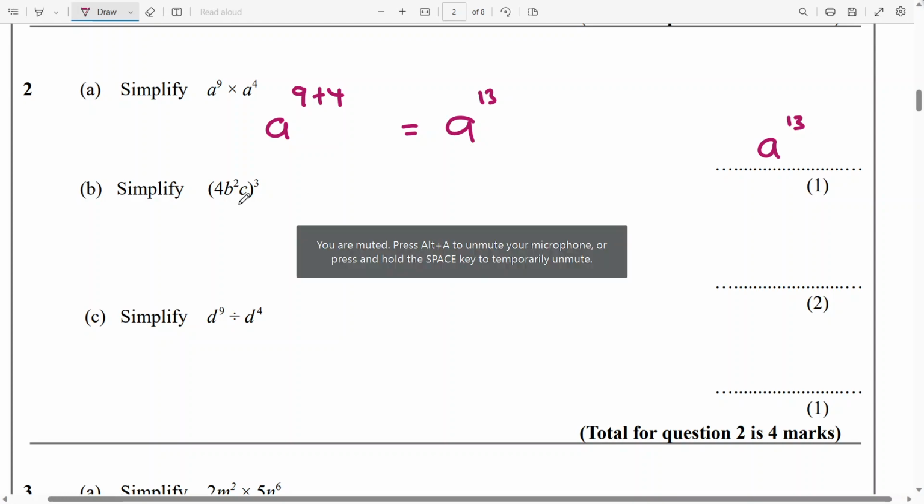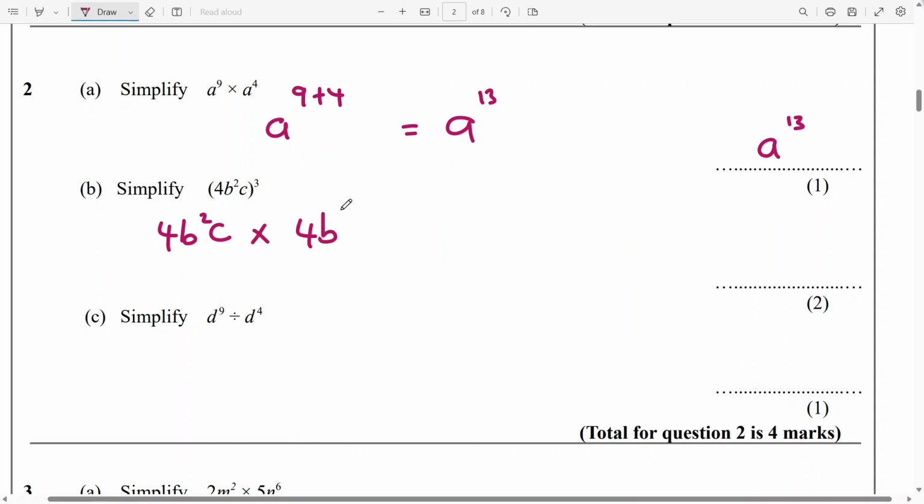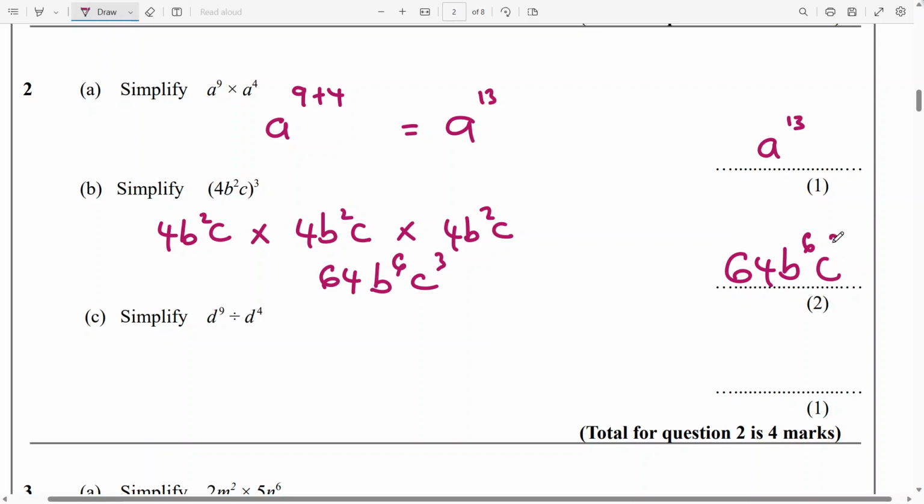And next, 4b squared c to the power of 3 will be 4b squared c times 4b squared c times 4b squared c. And 4 times 4 times 4 is going to be 64. And b squared times b squared times b squared is b to the power of 6. And c times c times c is c to the power of 3. So our answer is going to be 64 b to the power of 6 c to the power of 3.